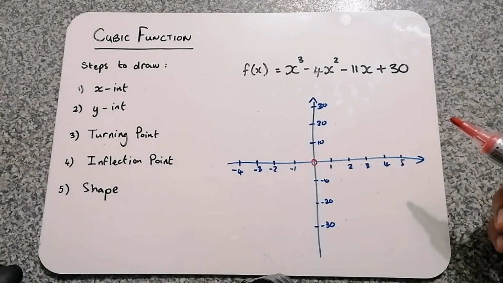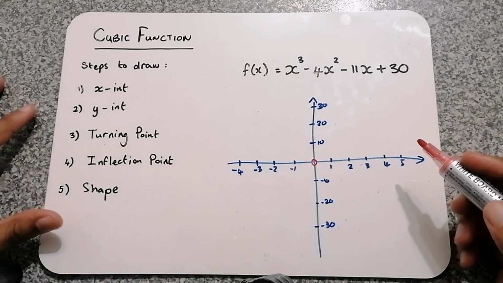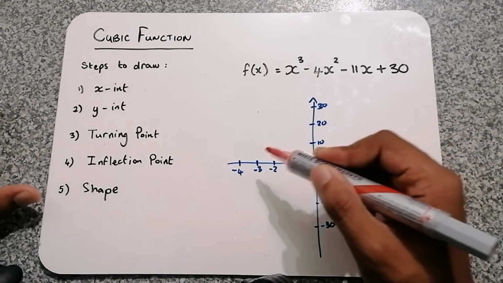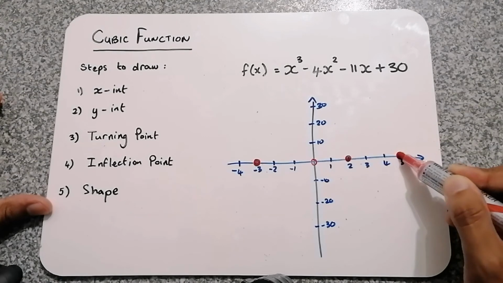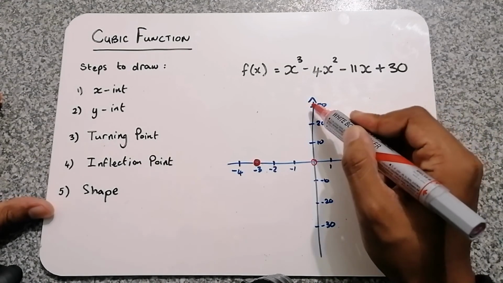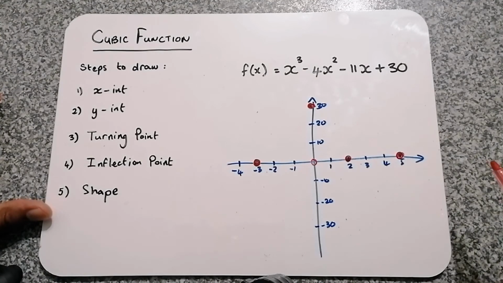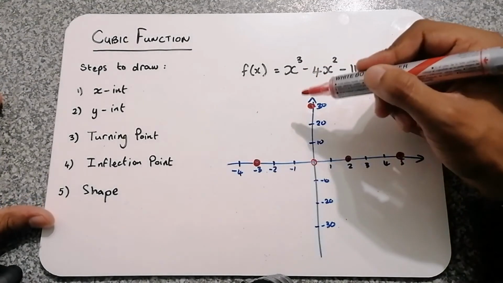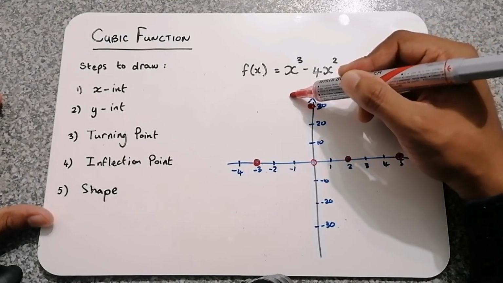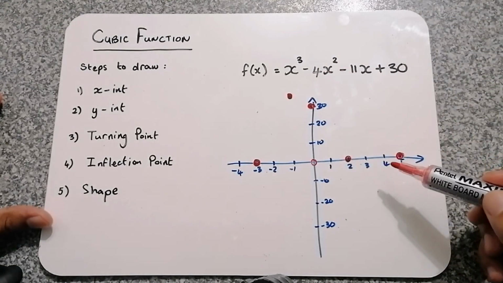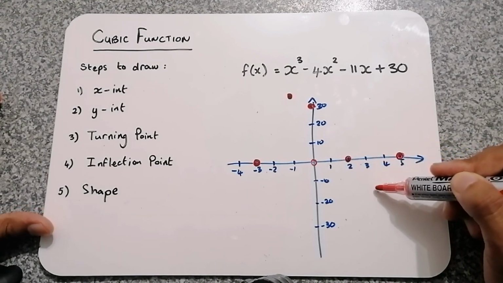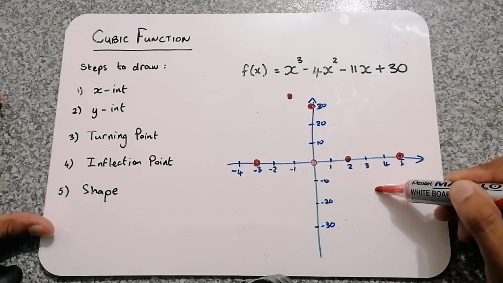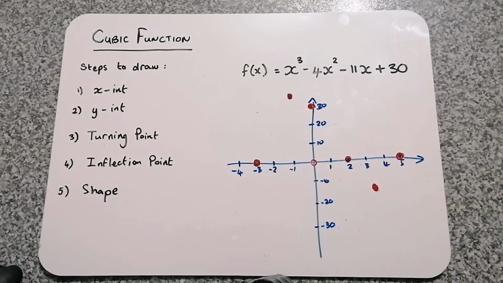Otherwise, we're just going to go ahead and plot all our points and then draw a nice curve. So I'll start with my x-intercepts. It was -3, it was 2, and then it was 5. My y-intercept was 30. And then my turning point was -1 and 36, so it should be slightly higher than 30. And then my other turning point was 3.67 and -14.8, so somewhere in between 10 and 20, like over there. Okay, so now just go ahead and draw a nice curve.